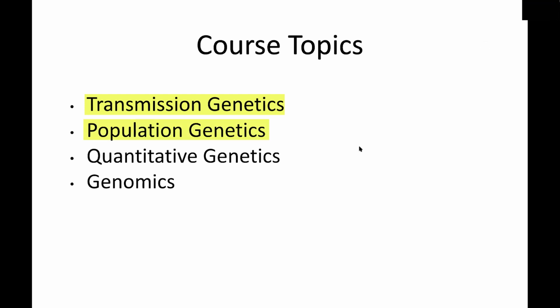We have a section on population genetics. That's looking at genetic variation within populations. Then we're going to talk about quantitative genetics. So that's quantitative phenotypes and how we understand them. Phenotypes like disease risk for complex disease or human height. And then towards the end, we're going to talk about genomics and get into some of those topics.